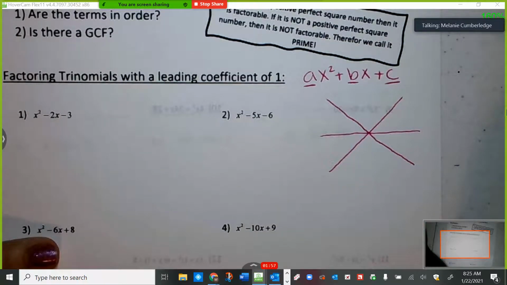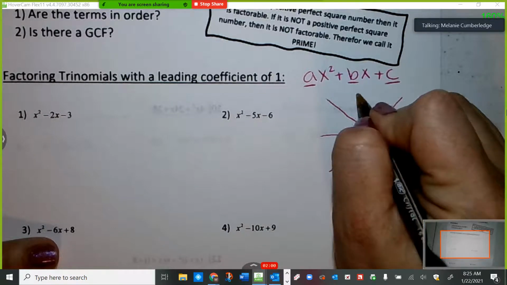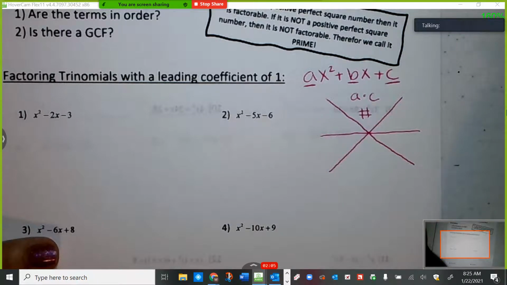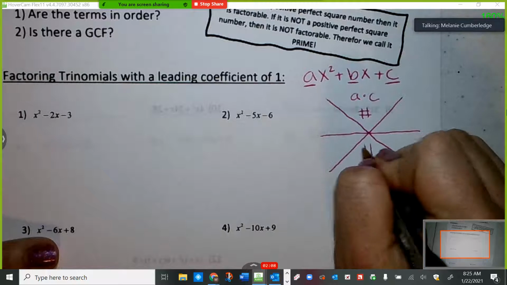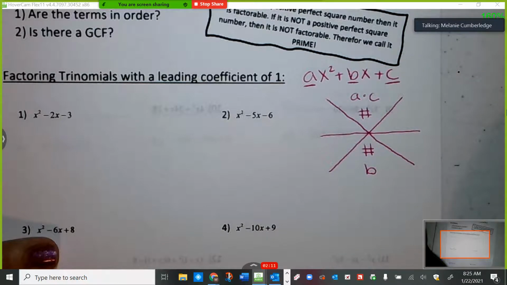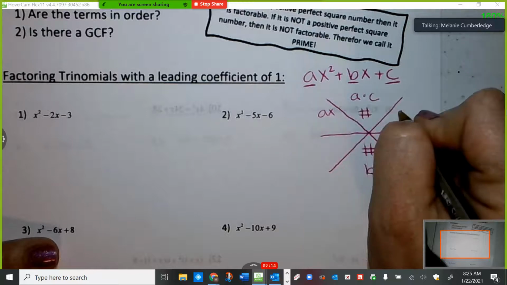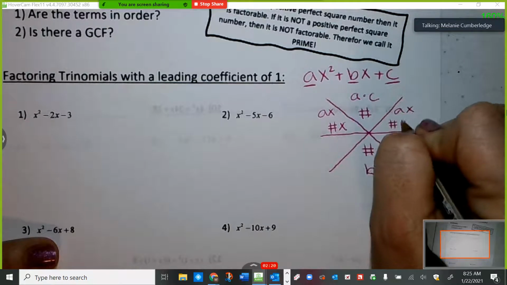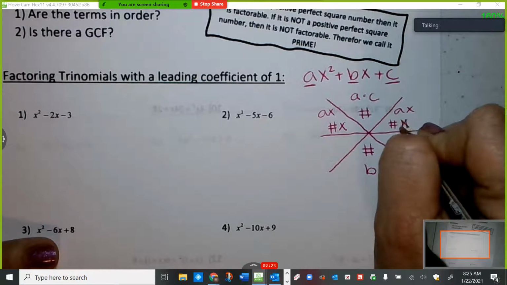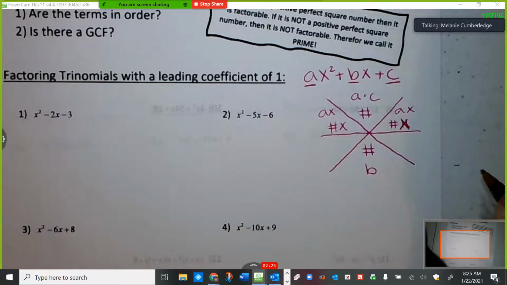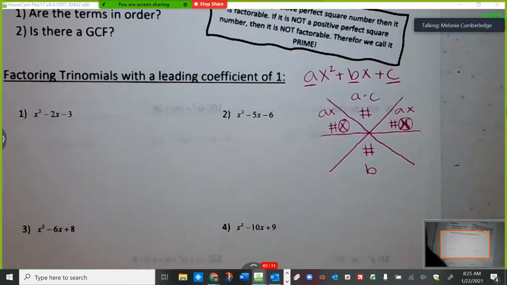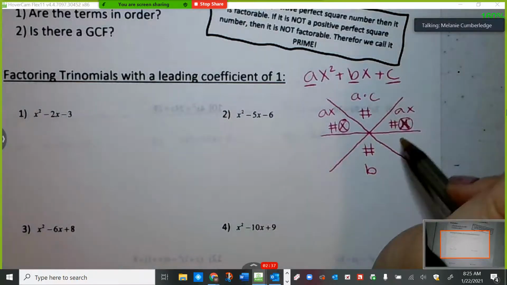We're going to put A times C here, which means this is going to be a number, not a letter. We're going to put B on the bottom, which means this is also a number, not a letter. And then we put AX here and AX here, which means you're going to have a number with a letter. So the only spots you're going to have a letter are here and here. Now, there are special cases. We are going to do one of those today, and we'll discuss it when we get there. But for the most part, this is what it's going to look like.